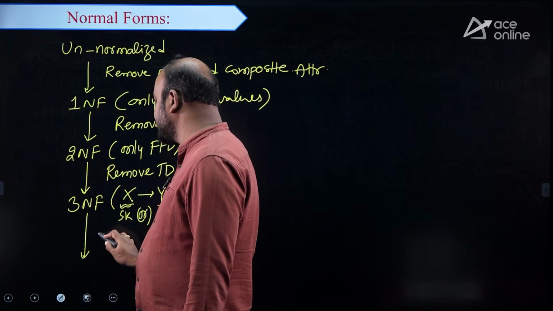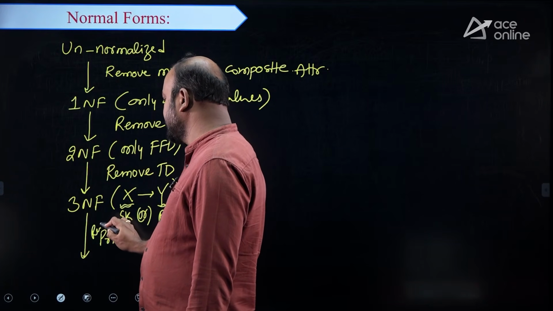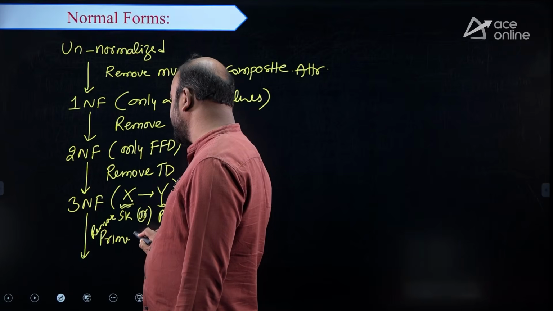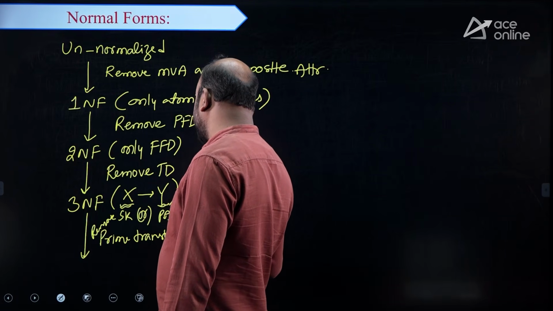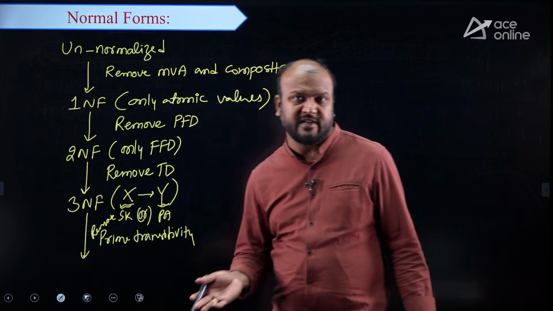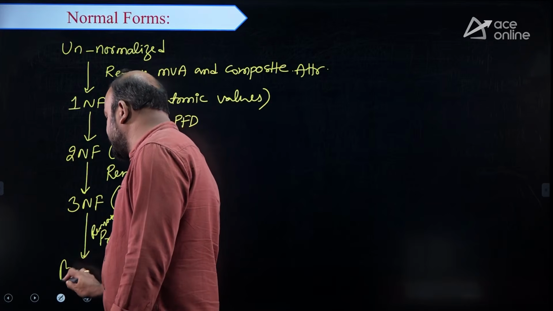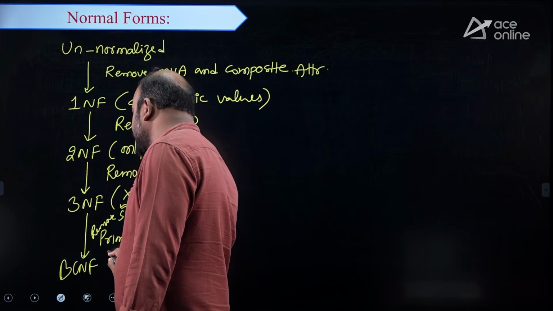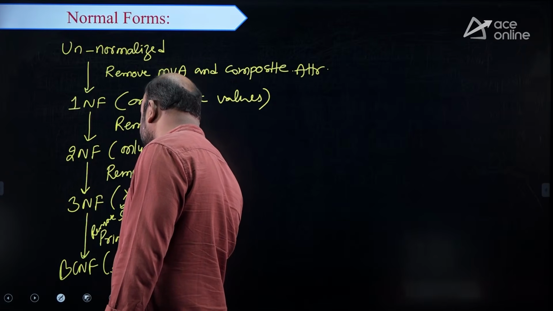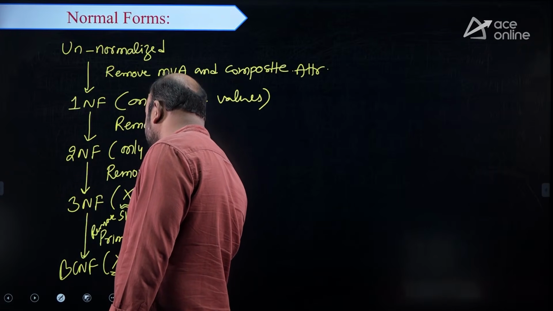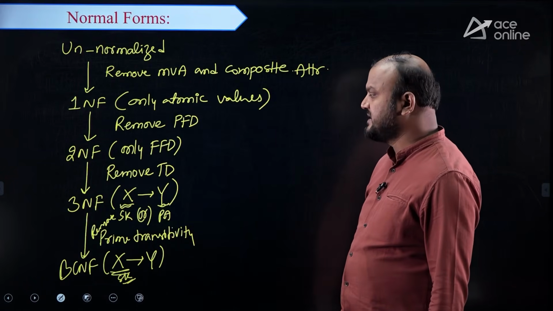But 3NF suffers with a problem of prime transitivity. So, if we remove the problem of prime transitivity. Now, what is the meaning of prime transitivity? Left hand side prime attribute, right hand side prime attribute, we call prime transitivity. Then we can say relation is in BCNF. Now, when can I say BCNF? If a dependency X to Y is there, X should definitely be a super key, nothing else. Then we can call the relation is in BCNF.